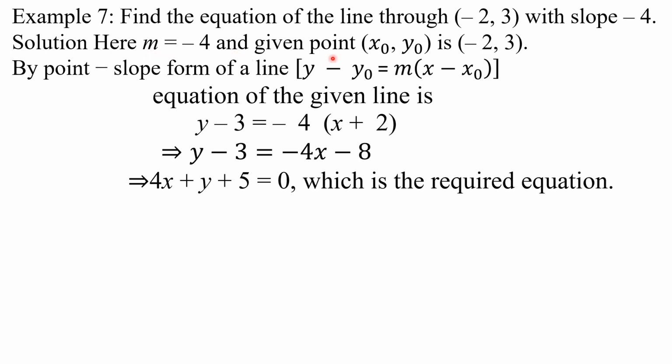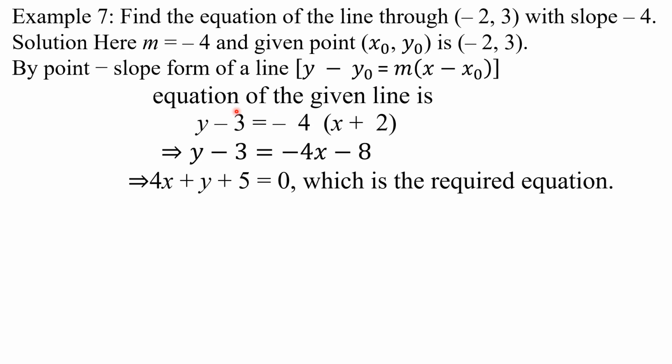And the given point is considered as ordered pair x naught comma y naught. That is ordered pair minus 2 comma 3. Okay, my children? Understood this line? Right. By point slope form of a line. What is the point slope form of a line? Yes, y minus y naught is equal to m into x minus x naught. So to find the equation of the line, we use this formula. In this formula, let us substitute x naught comma y naught and m.